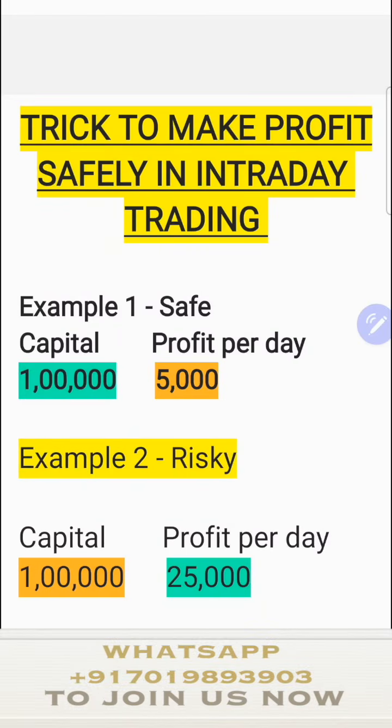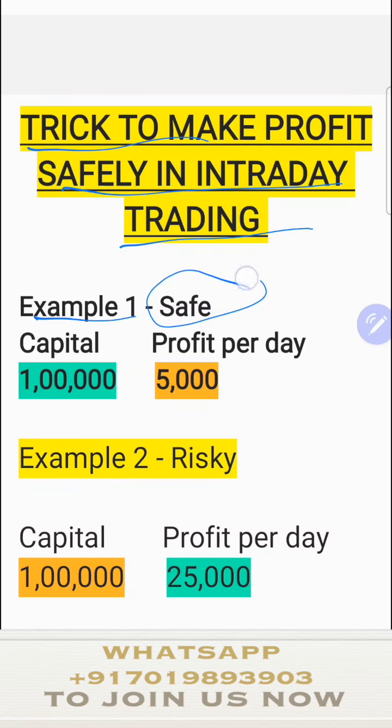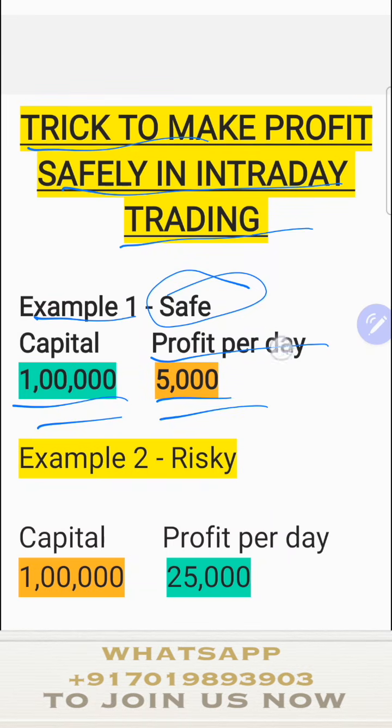I'm going to tell you a trick on how you can make profit safely in intraday trading or swing trading or any kind of trade you're doing. So here is a small example, okay? This example is for safe traders. Let's say your capital is 1 lakh and you're expecting a profit of 5,000 per day, which is safe, okay? And this is very achievable.